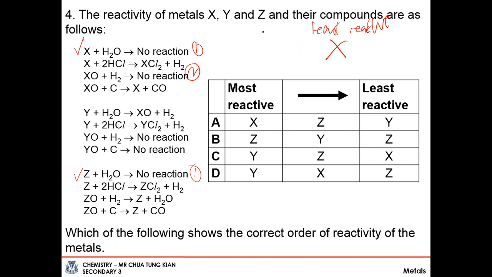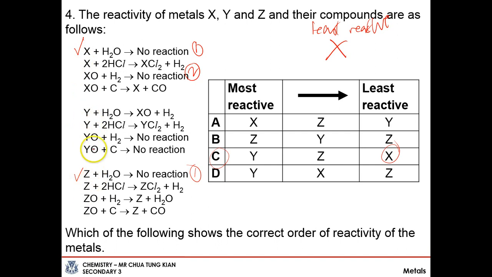So now we are supposed to analyze which is the most reactive metal. Based on the question here, actually, if you see X is the least reactive, the answer would be C already. But let's analyze the question a bit. So how do you know which is the most reactive metal? So let's take a look. Is it Y or is it Z?